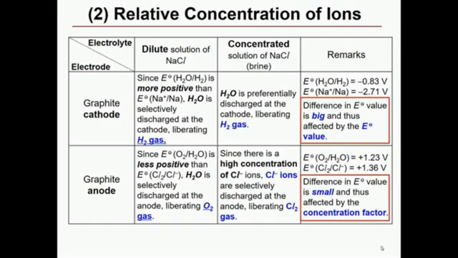In summary, if the difference between the E0 values is very large, then the ion to be discharged is determined very much by the E0 value. However, if the difference in the E0 value is not that large, a small difference as in this case, then the concentration factor becomes significant when we determine which ion will be discharged at the electrode. So, in the case of concentrated sodium chloride, chlorine gas will be liberated instead of oxygen gas.